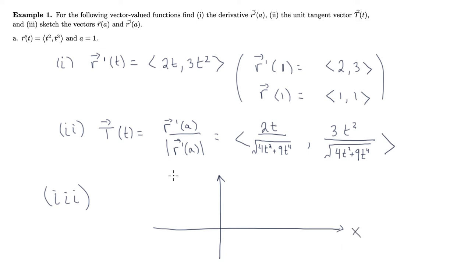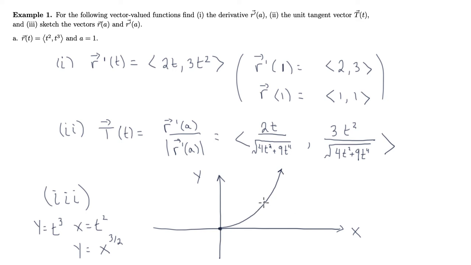we can just kind of trace it out a little bit. So when t is 0, we're at 0, 0. So it's just going to kind of come out like this. In fact, we can figure out exactly what the curve is. We have y equal to t cubed and x equal to t squared, so therefore y is equal to x to the 3/2. Okay, so it looks something like that.